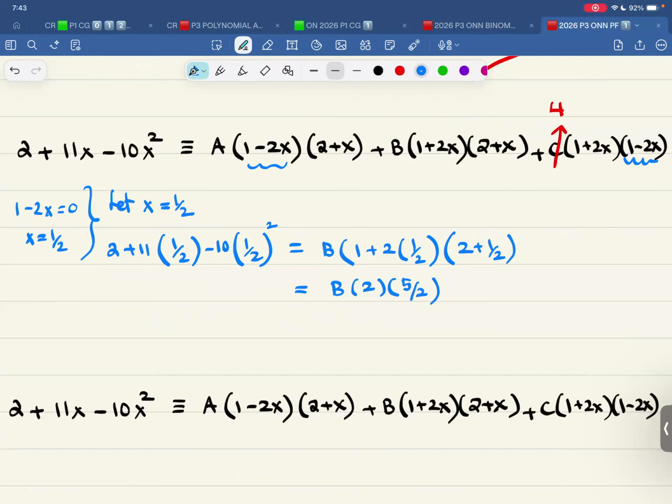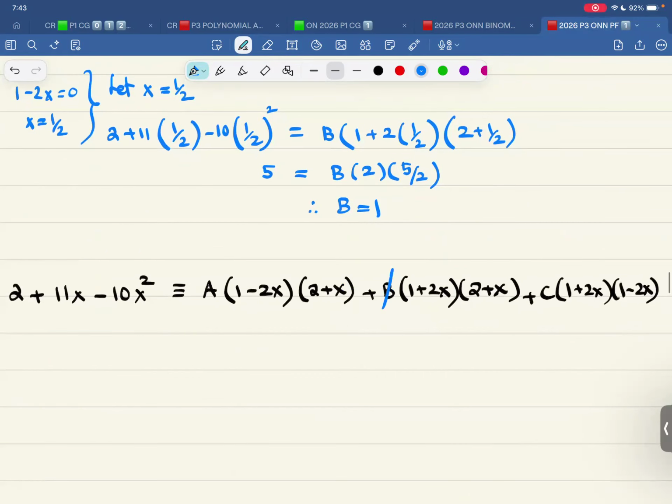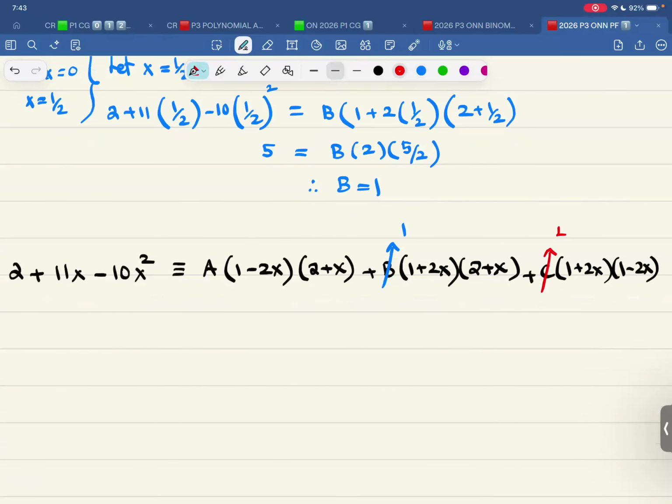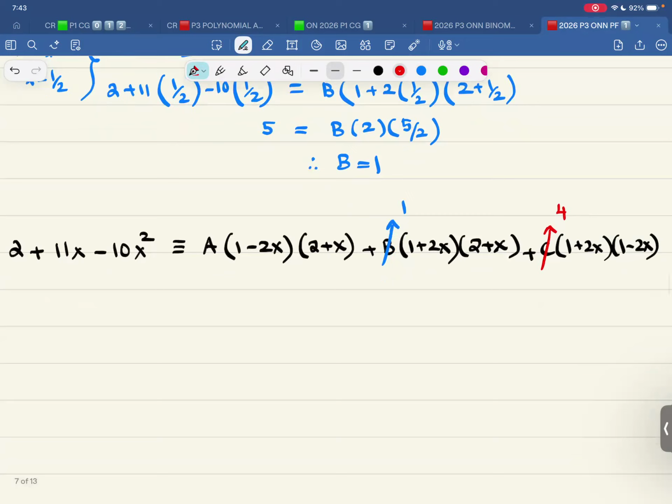What's on the left? 5. Okay. So 2 cancels out. 5b is equals to 5. Therefore, b comes out to be 1. And c was already found to be 4. Got the idea? Now, in order to find a, there are two options.